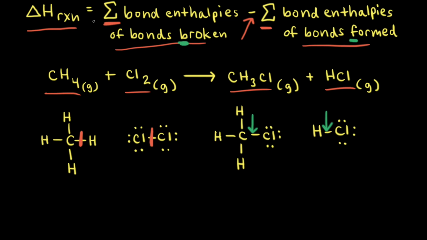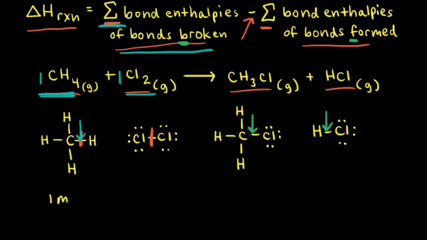The next step is to sum the bond enthalpies of the bonds broken. So let's think about this for our reactants. We're breaking bonds, so we have 1 mole of methane reacting with 1 mole of chlorine. And since we're breaking 1 carbon-hydrogen single bond for every 1 molecule of methane, since we have 1 mole of methane molecules, we're breaking 1 mole of carbon-hydrogen single bonds.